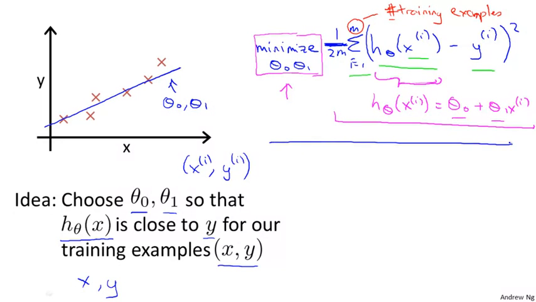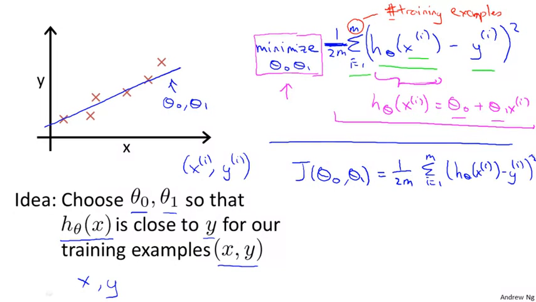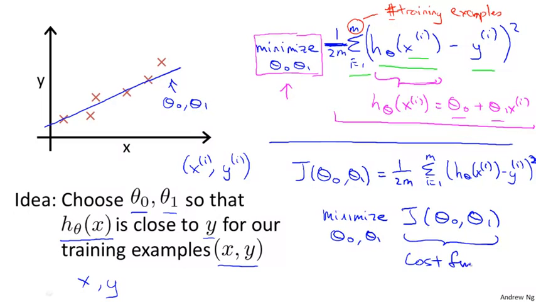And just to rewrite this out a little bit more cleanly, by convention we usually define a cost function, which is going to be exactly that formula that I have up here. And what I want to do is minimize over theta 0 and theta 1 my function J of theta 0, theta 1, where this is my cost function. So this cost function is also called the squared error function, or sometimes the squared error cost function.